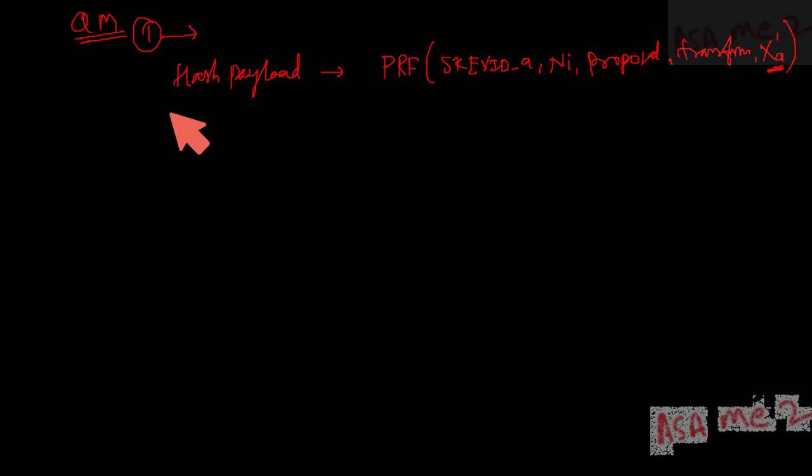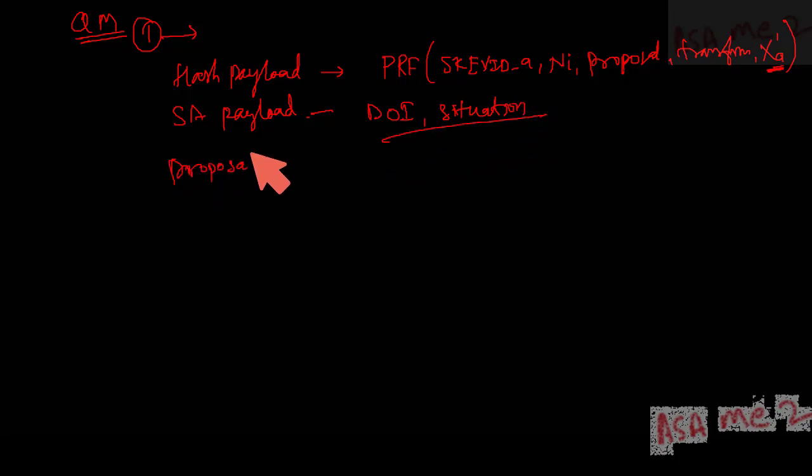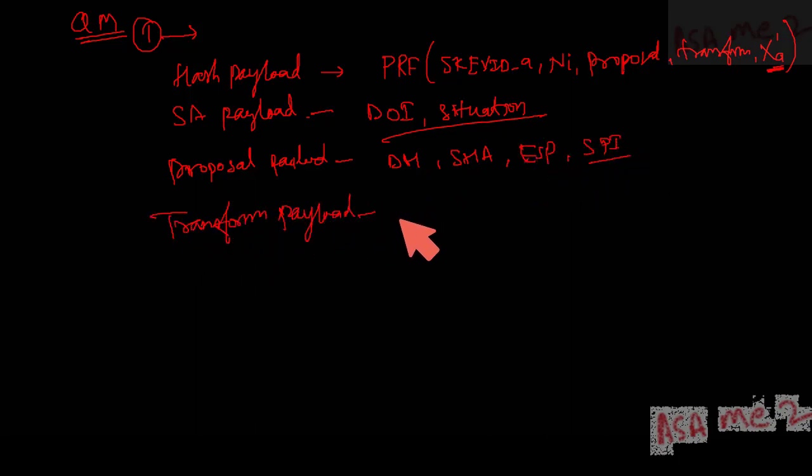Then the quick mode will have an SA payload. This SA payload will have information like about the DOI, domain of interpretation, and the situation, same as what we used in phase 1. Then we'll have proposal payload. Proposal payload will of course include the proposals, Diffie-Hellman, hashing, encryption, and SPI. And then there will be transform payload. This transform payload will have whether it's the tunnel mode or transport mode, and it will also have the timeouts.